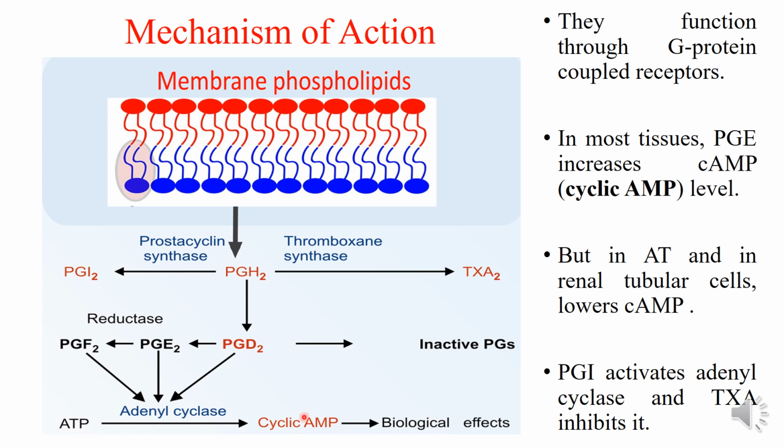Now, the function of these prostaglandins is through G protein coupled receptors, and in most tissues, prostaglandin E increases the cyclic AMP level, whereas only in adipose tissue and renal tubules it decreases the cyclic AMP level. And prostaglandin I activates adenylyl cyclase, and thromboxane A inhibits it. So these are the different effects of different prostaglandins on the adenylyl cyclase enzyme.